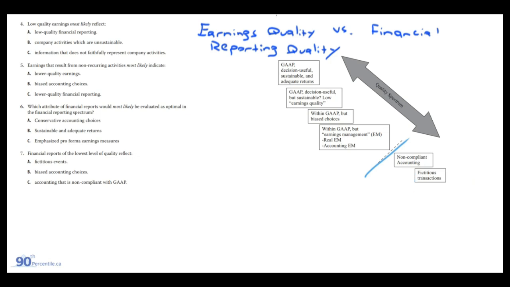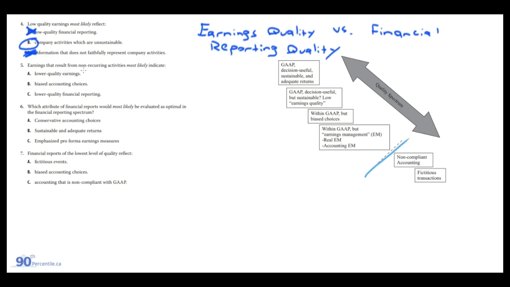So now that we went over that, we can just look at some questions really quick. Low earnings quality most likely reflects low financial reporting quality. Nope, they're considered two separate things. Lower earnings quality most likely reflects company activities which are unsustainable. Yes, this is it. And then you can even see in C, once again, they're talking about information that does not faithfully represent company activity. So this is, once again, related to financial reporting.